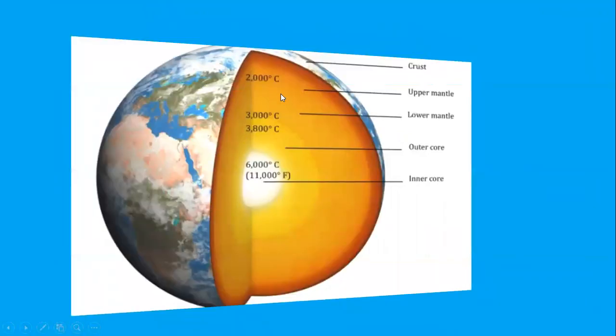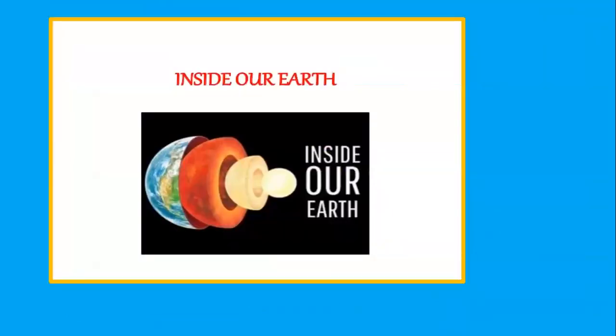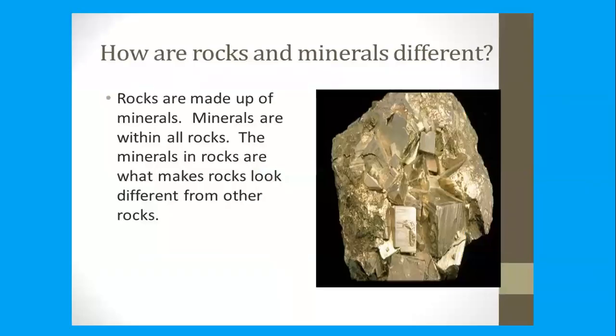If you see the temperature of the earth from the crust to the core, the mantle goes up to 2000 degrees Celsius, whereas if you reach the inner core, the temperature rises up to 6000 degrees Celsius inside the earth. Afterward, you are going to study about the rocks and the minerals.